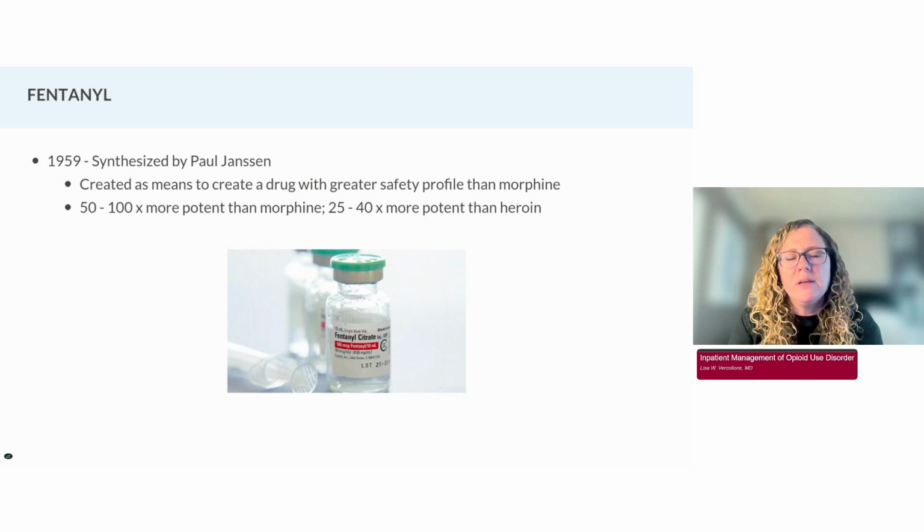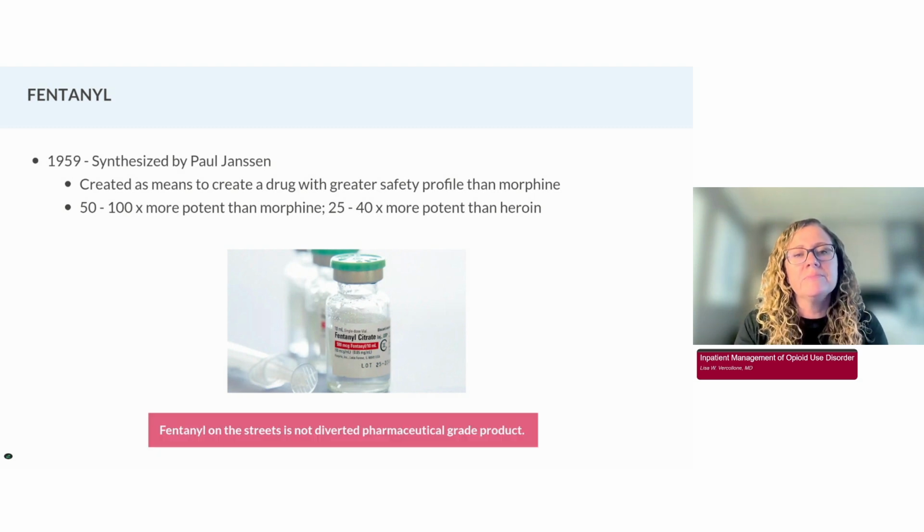So fentanyl, it's a medication that's been around for a long period of time. It was synthesized in the 1950s, created as a means to make a drug with a greater safety profile than morphine. It's about 100 times more potent than morphine and about 40 times more potent than heroin. It's important to note that the fentanyl on the street is not diverted pharmaceutical grade product. It is product that's being made in clandestine labs throughout the world.